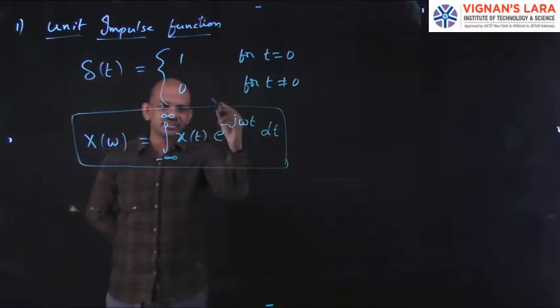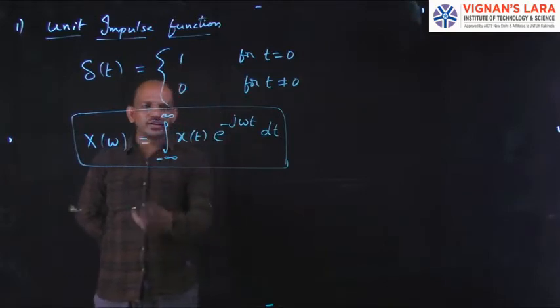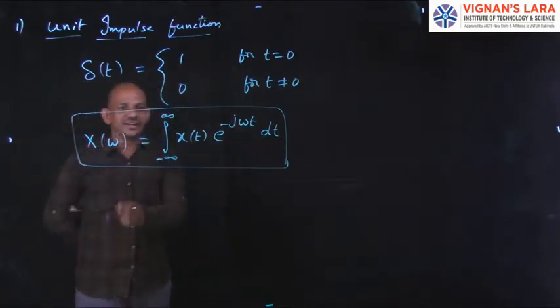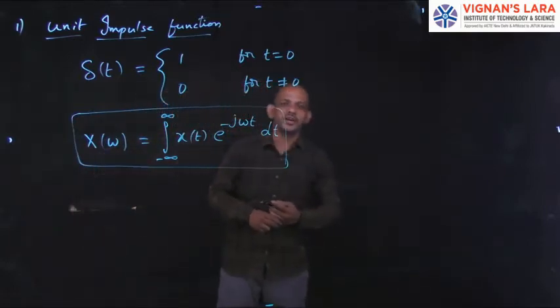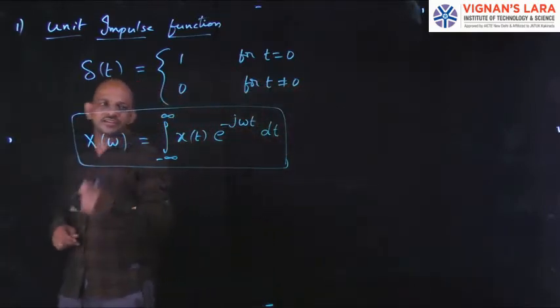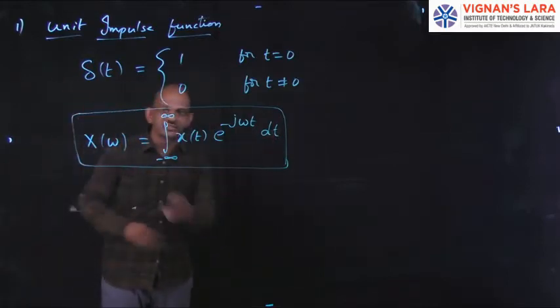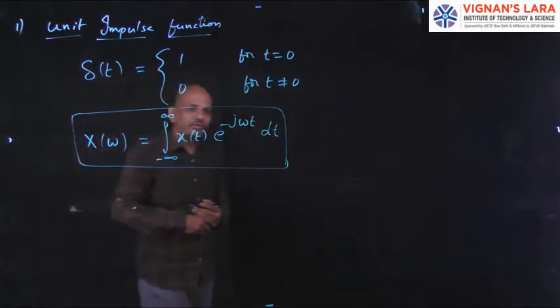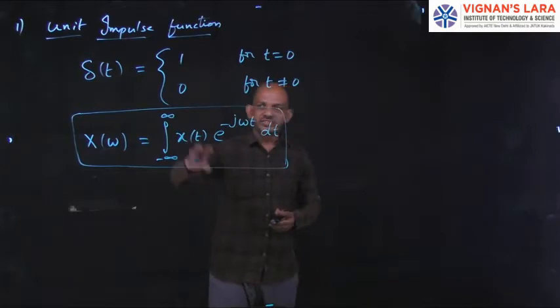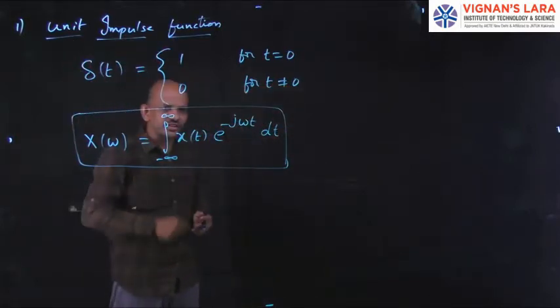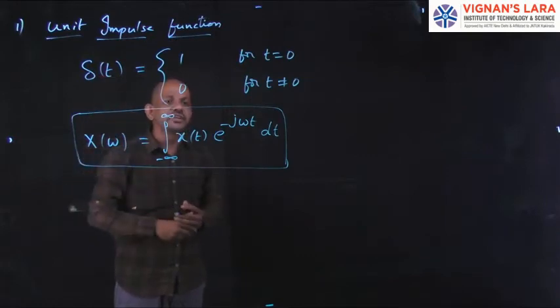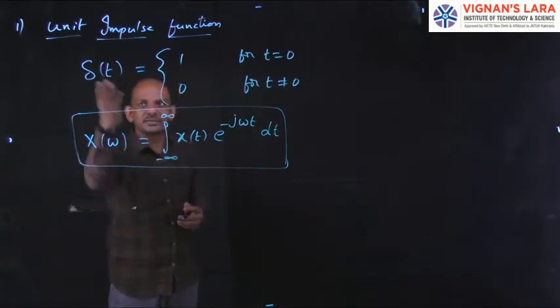So this is the formula for finding the Fourier transform of a signal x of t. If the signal x of t is given and you want to find its Fourier transform, then the formula is X of omega equal to the integral from minus infinity to infinity of x of t e power minus j omega t dt, where X of omega is the Fourier transform of x of t. Here the given signal is the unit impulse function, that is, the given x of t is nothing but del of t.